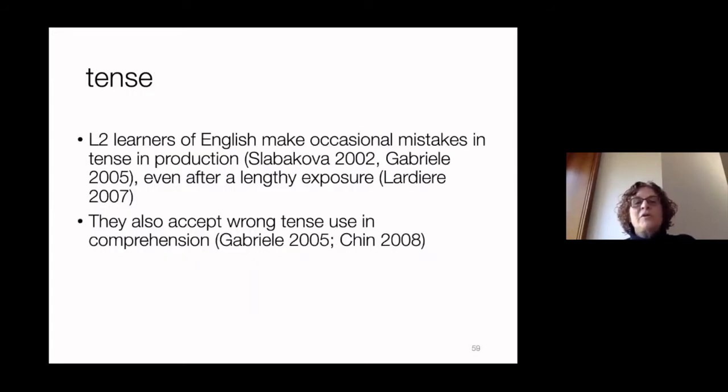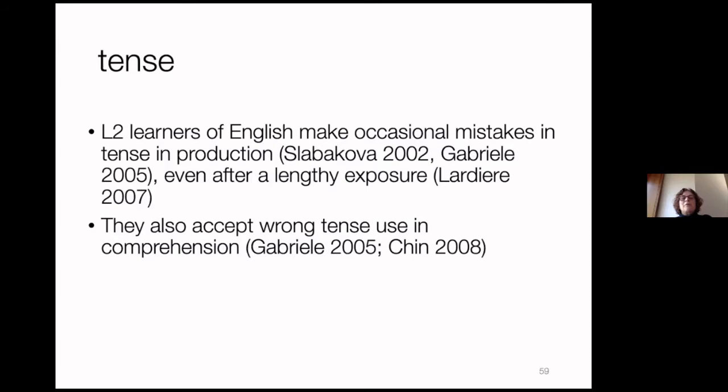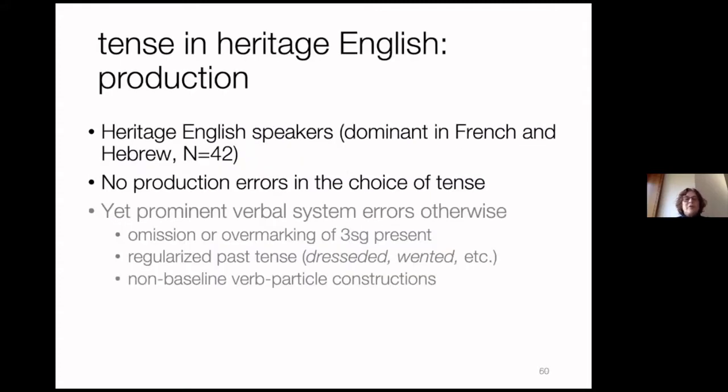We also see that even after a lengthy exposure, L2 learners of English make occasional mistakes of tense in production. That's been particularly well studied in the work by Donald Ardier, who looked at a speaker of English who has lived in the States for about 30 years, and this person is still making very similar tense mistakes. The important thing is that L2 speakers of English also accept wrong tense in comprehension. So it's not just about production.